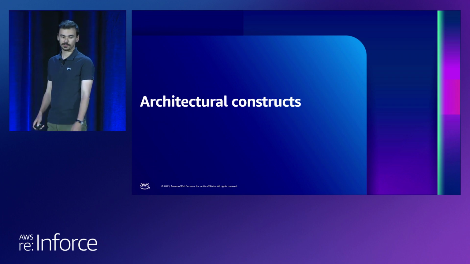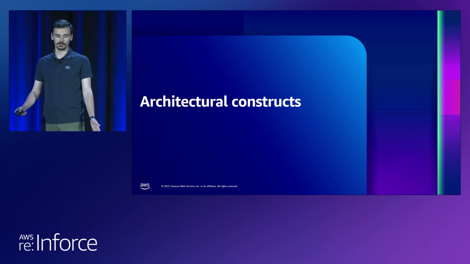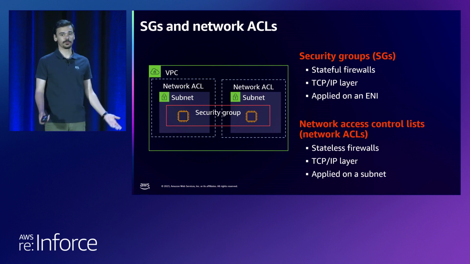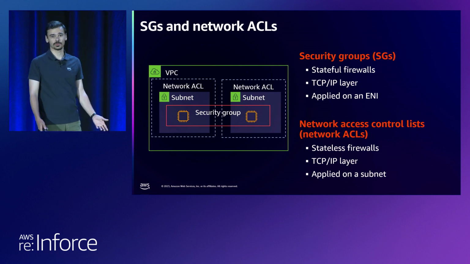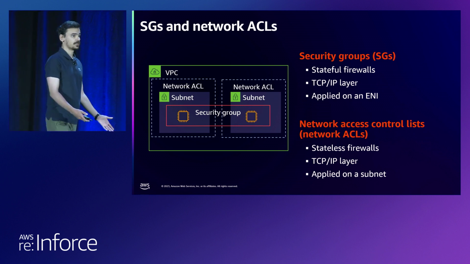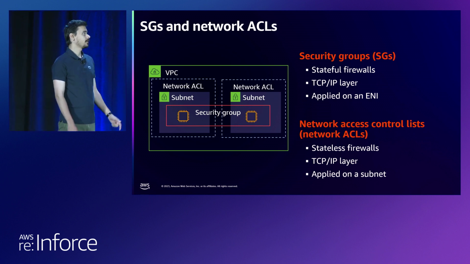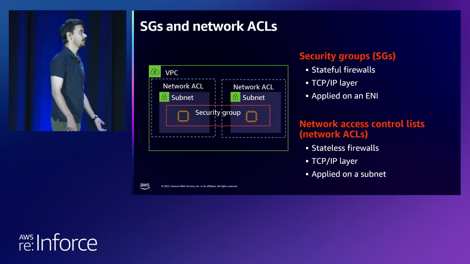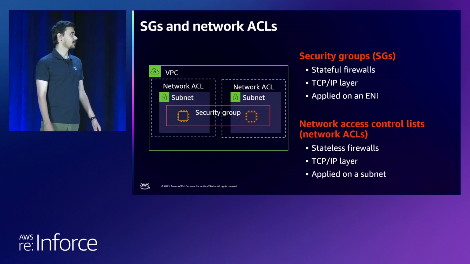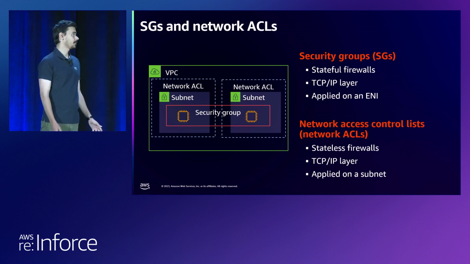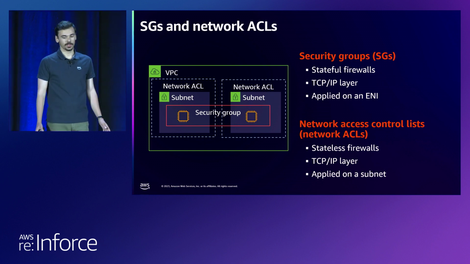So let's get started with the first pieces of this bigger puzzle, right? Security groups and network ACLs. Most likely you've heard of these. They are the most common constructs that people use in AWS. Security groups function as a stateful firewall. They work at the TCP/IP layer, so that's layer 4. You can make decisions based on source IP, destination IP, and port as well. And they are applied at the ENI level. This could be an EC2, for example, but that's where you apply them.